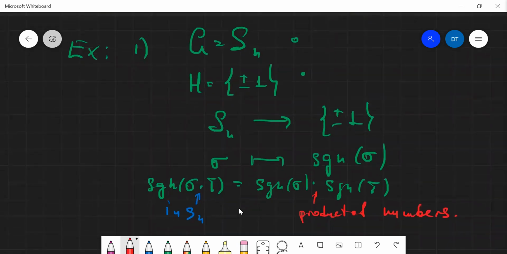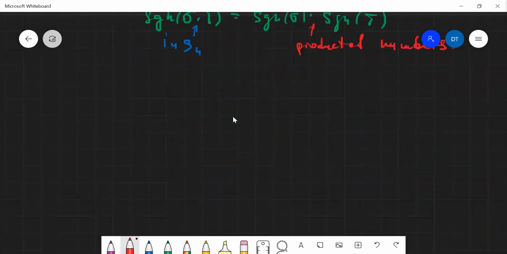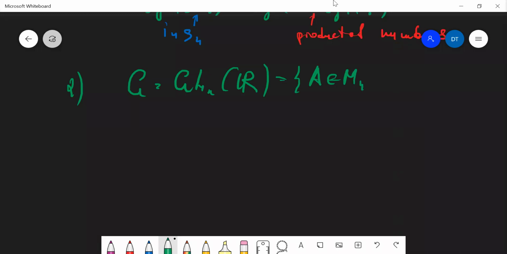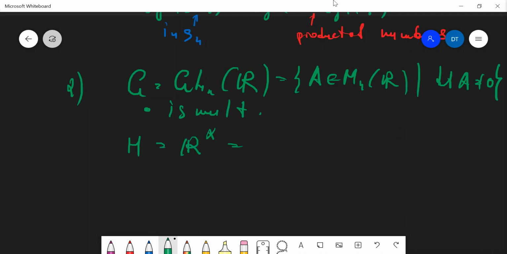Now, let me give you another example. Let's take G to be GLn of R, which is the set of all non-degenerate matrices. So these are all square matrices such that the determinant of A is not equal to 0. And the operation here is multiplication. And let's take H to be R star, which is the set of all real numbers without zero. And the operation here is also a multiplication of numbers.